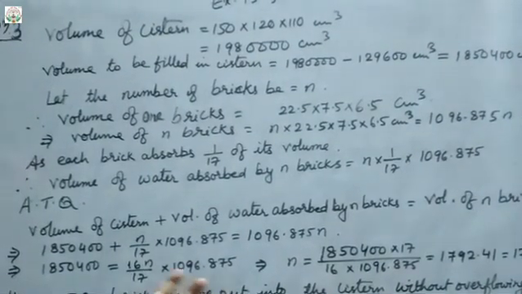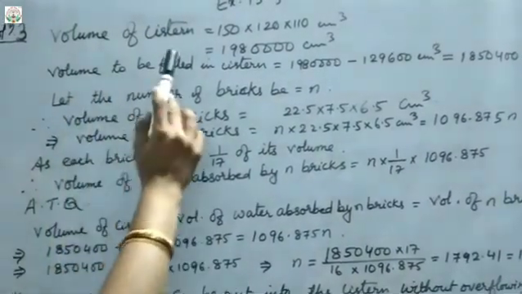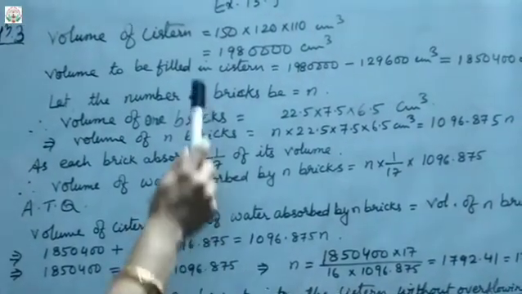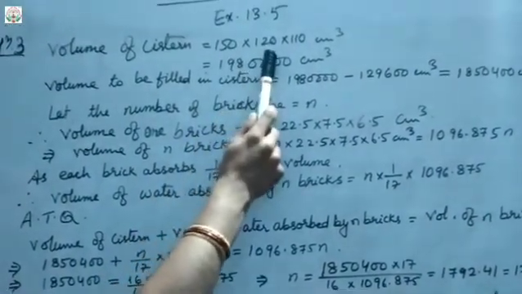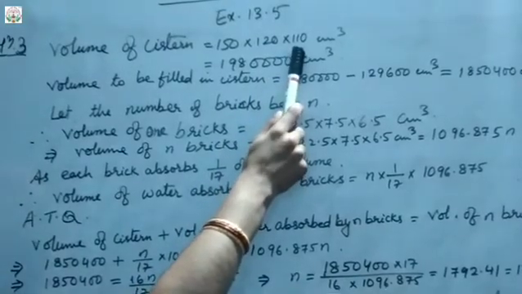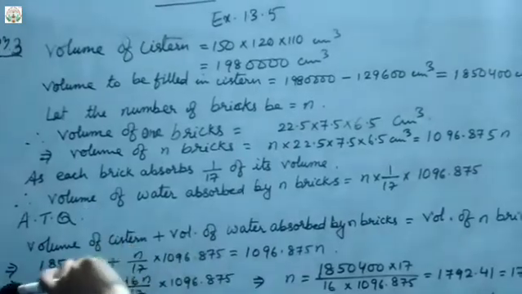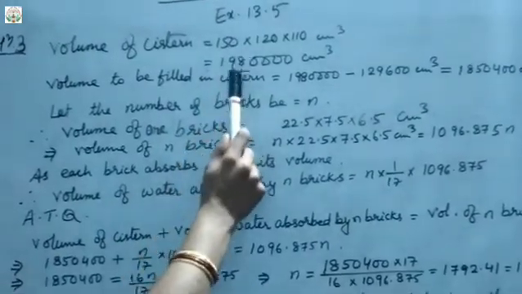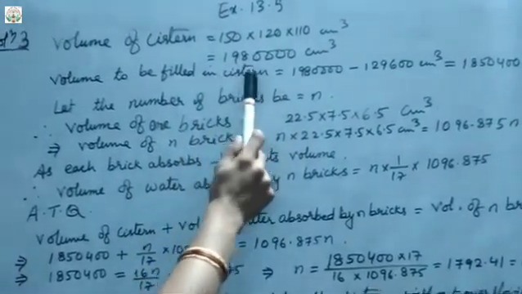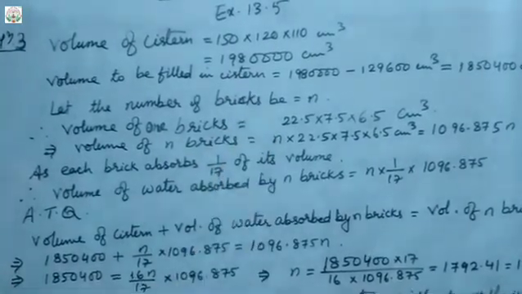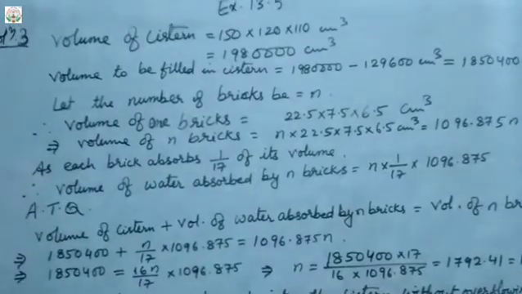Here the volume of the cistern, measurements are given, length, breadth and height, that is 150 cm, 120 cm and 110 cm. So multiplication of this will be in cubic centimeter. So on multiplying this we will get how much? 19 lakhs 80,000 cubic centimeter.